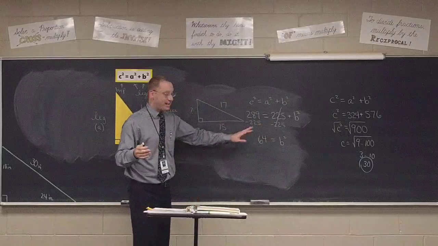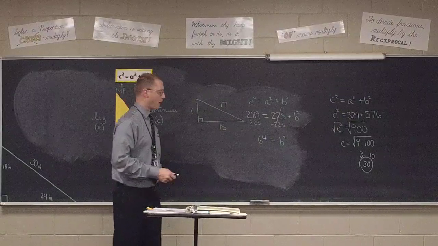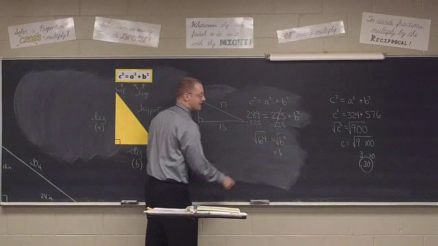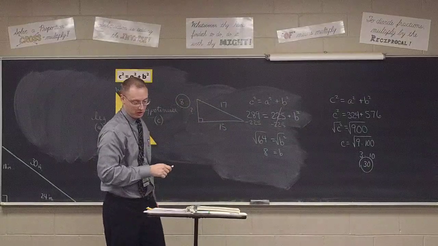But I'm not done, right? That doesn't mean this is 64 units long, class. Take the square root, and that'll give me B is equal to 8. So apparently this is 8 units long.